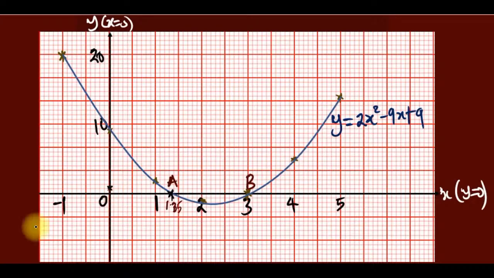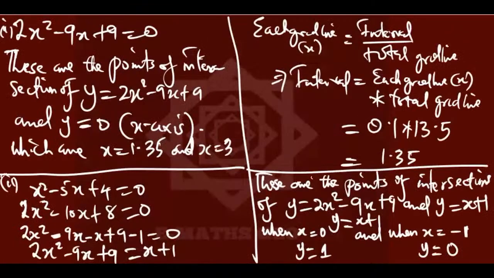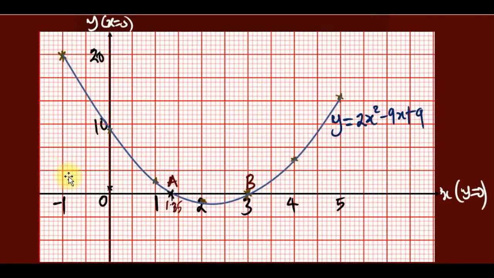y is 1. So let's check when x is minus 1. y is 0. When x is minus 1, y is 0, which is here. So we join, and while joining we draw a line that will cut the curve because that is the point of intersection. So we'll draw a very long line so that it will cut the second curve. So we are joining.